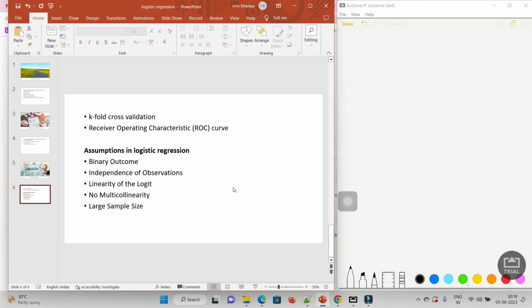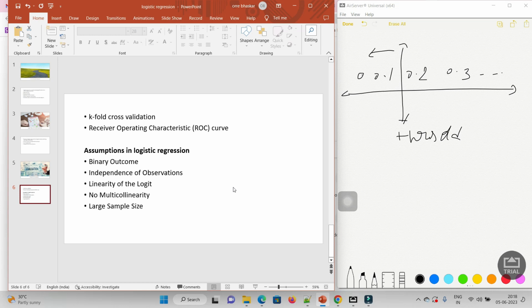a threshold is applied to determine whether each instance is classified as positive or negative. So, if we have probabilities, let's take an example. The probabilities are 0, 0.1, 0.2, 0.3, and so on. Let's take it as a linear line. For one time we will take a threshold here. This is our probability threshold. Whatever is on the left side, we classify as negative. Whatever is on the right side, we classify as positive.